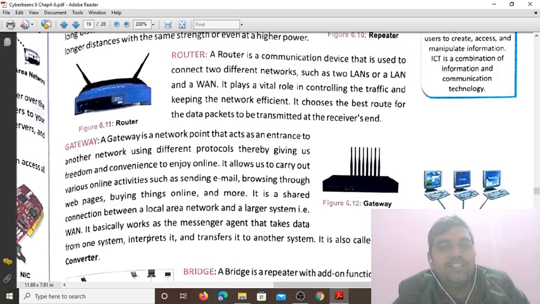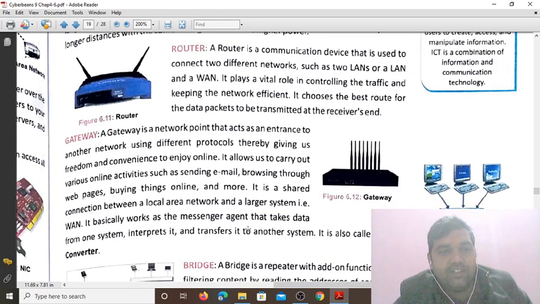So if 3G data is to be transferred over the 4G network, it should be interpreted from 3G to 4G and transferred to another system. It is also called a packet converter. Yes, it is converting the packet, which I have discussed. The gateway is used to convert the packet from one technology to the other, from one network to the other network.